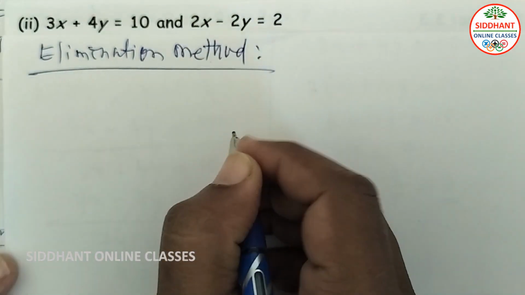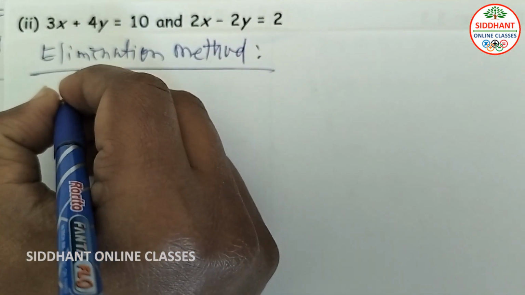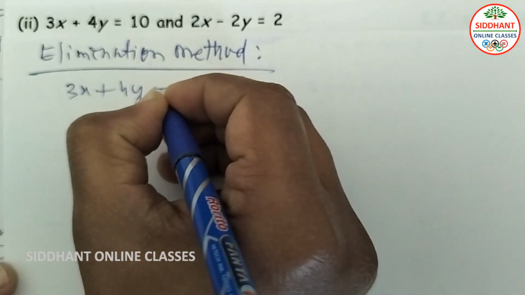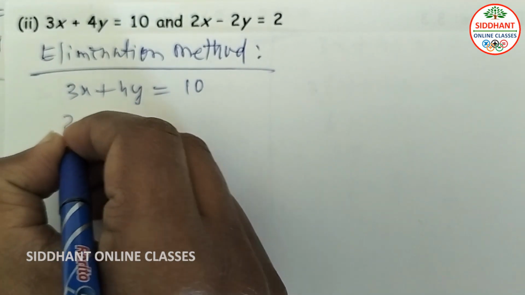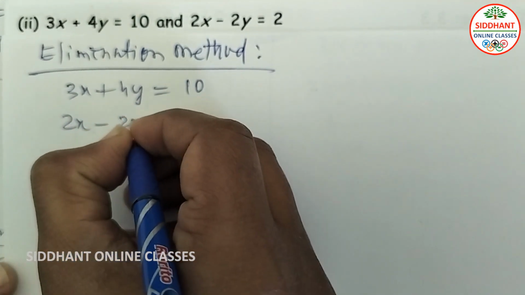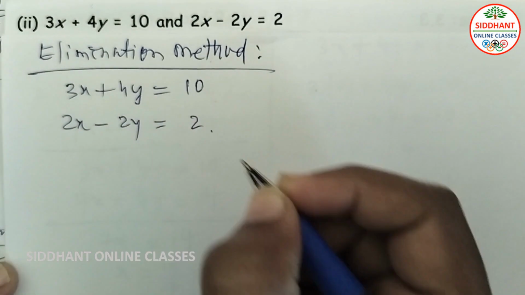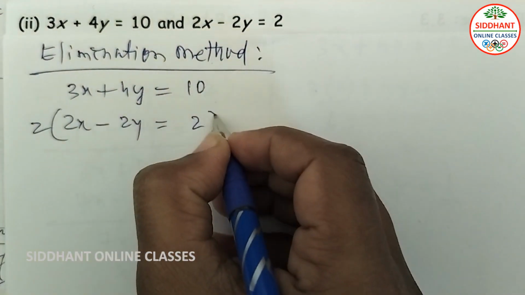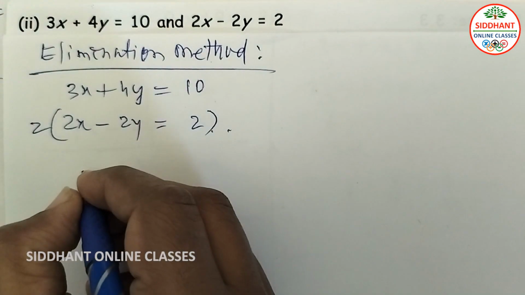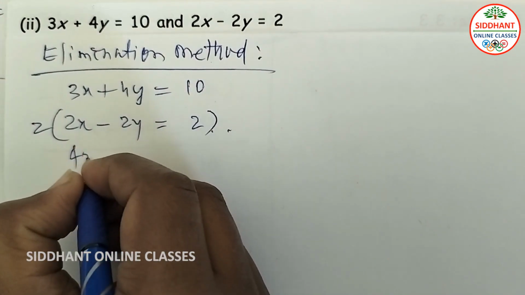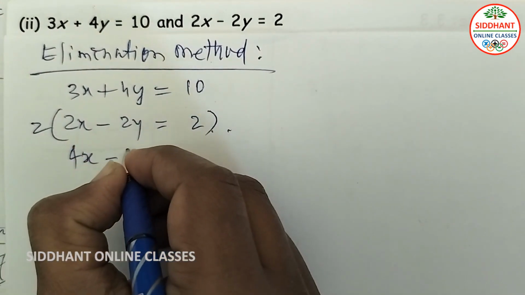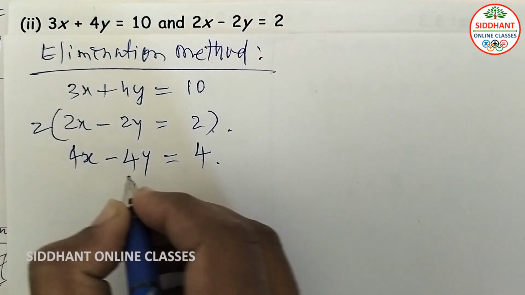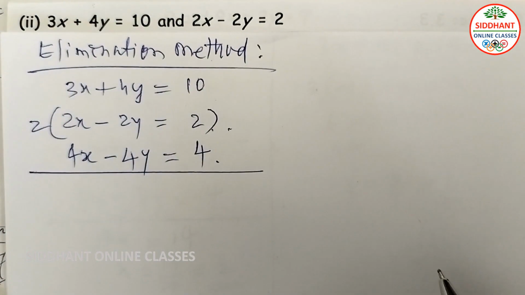Here, elimination method. First equation: 3x plus 4y equals 10. Next: 2x minus 2y equals 2. Now we are going to multiply by 2 here, in order to cancel the y value. We get 4x minus 4y equals 4. So we got two equations here.